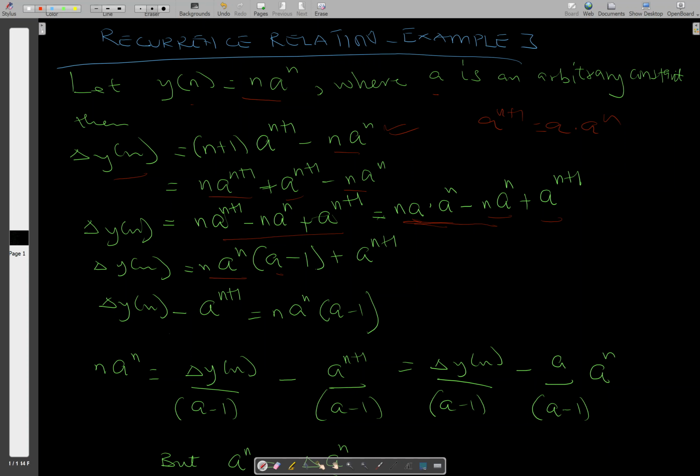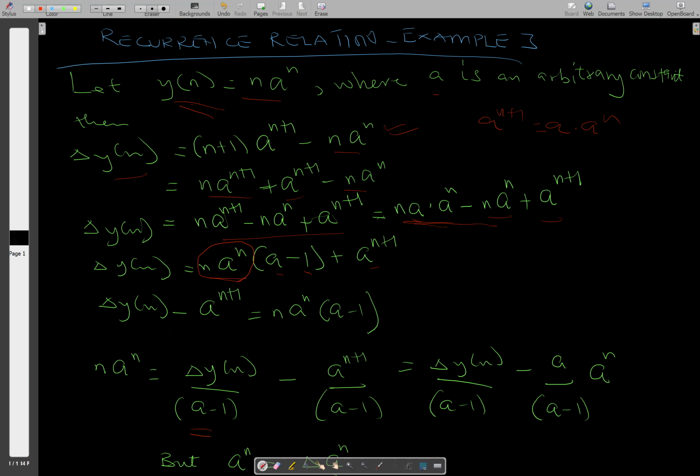Now we try to make this term, n times a to the power n, the subject. Don't forget that it is given by the function y of n. So when you make it the subject, you obtain forward difference of y of n divided by a minus 1, minus a to the power n plus 1 divided by a minus 1. But you see, there's a forward difference.